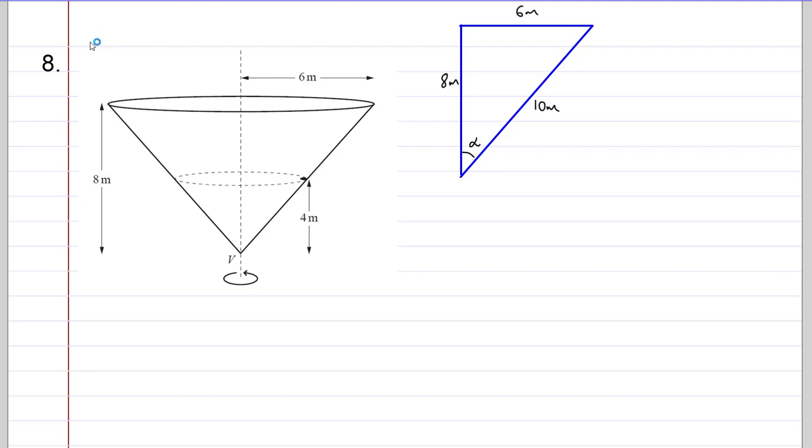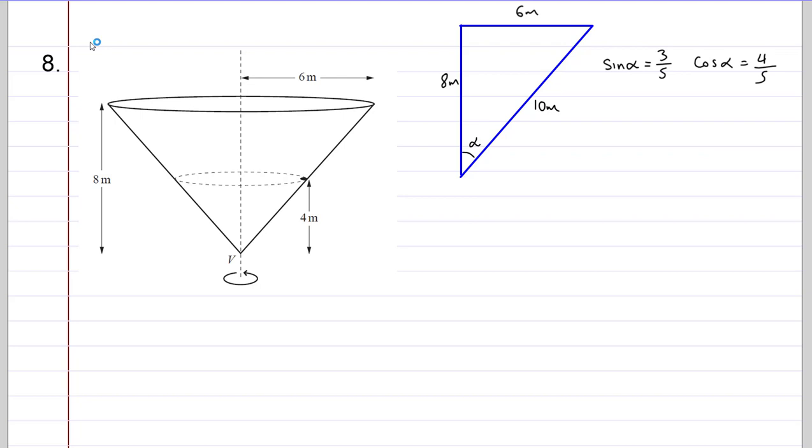And that means I can then work out the value of sine alpha and cos alpha. So sine alpha will be opposite over hypotenuse, 6 over 10 or 3/5, and cos alpha will be 8 over 10, which is 4/5. No need to actually work out the angle at any point in this problem, we can just directly use the values of sine alpha and cos alpha.